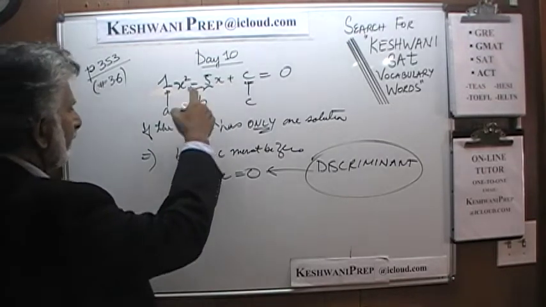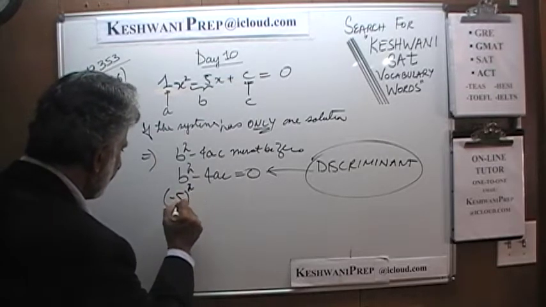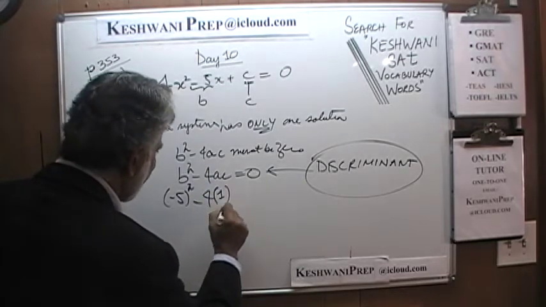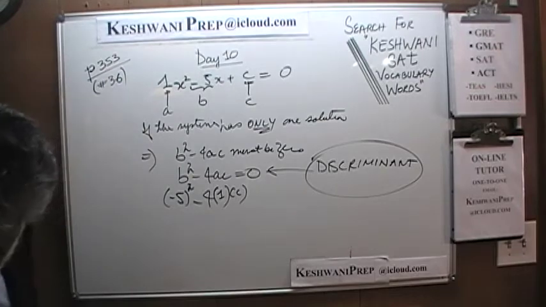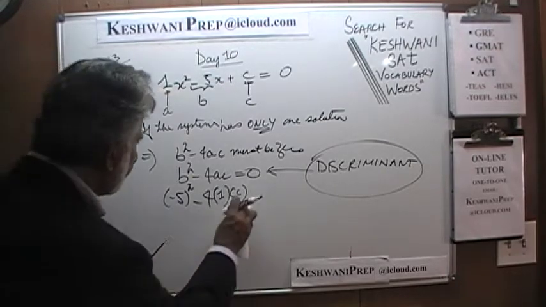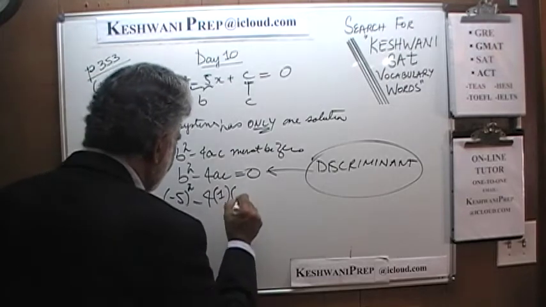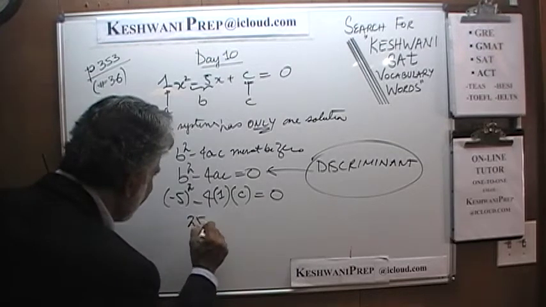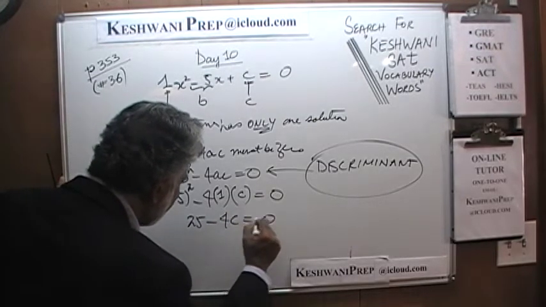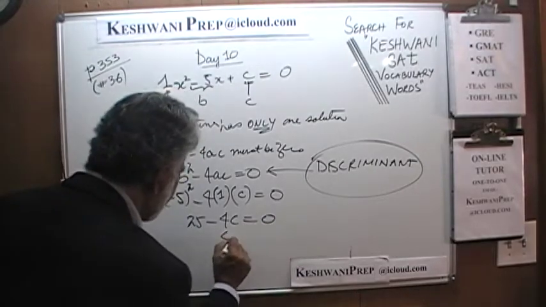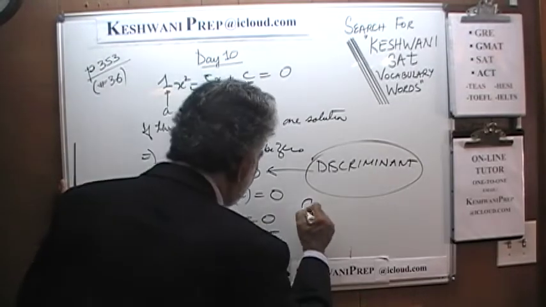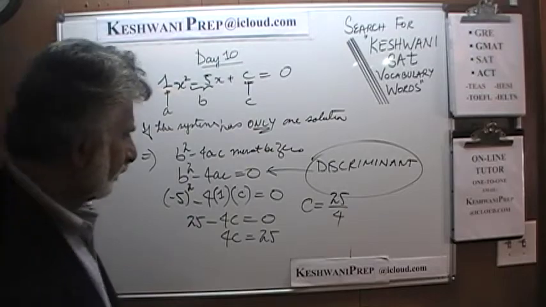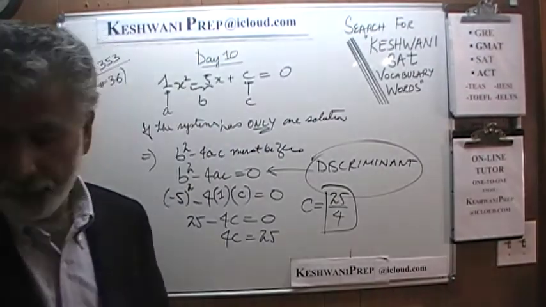So b squared would be negative 5 squared, that's our b in this equation, minus 4, a is 1, times c, has to equal 0. Negative 5 squared is just 25, so it's 25 minus 4c has to equal 0, which means 4c must equal 25, which means c must equal 25 over 4, and that's it, I believe. That's all. And that's what you're going to grid in.